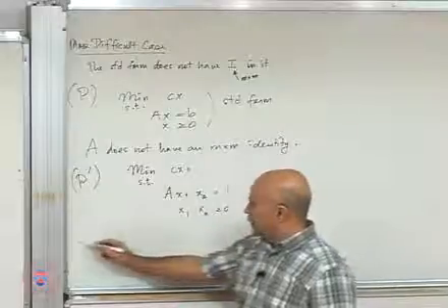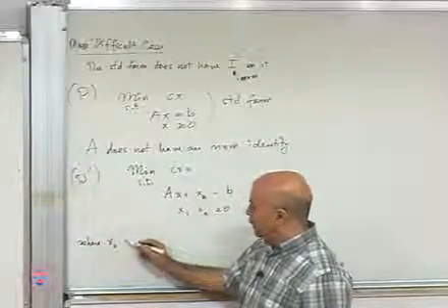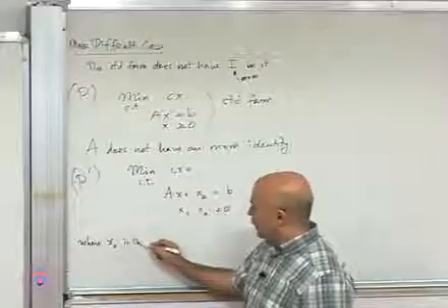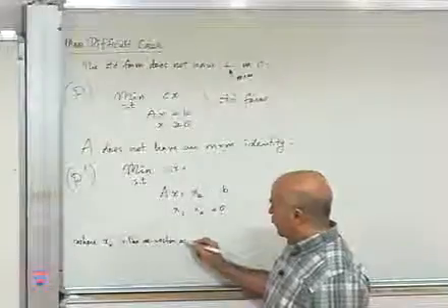And here, xa is the m vector of artificial variables.